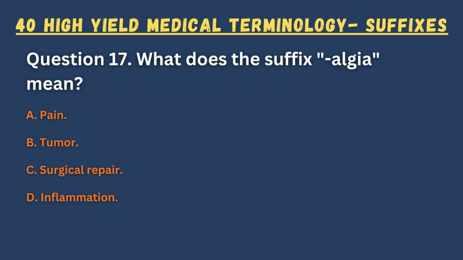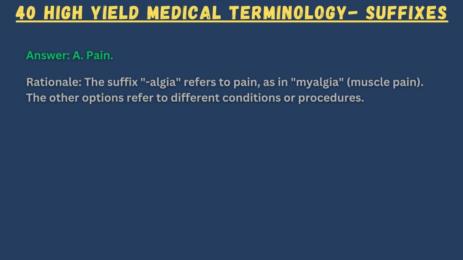Question 17. What does the suffix algia mean? A. Pain. B. Tumor. C. Surgical repair. D. Inflammation. Answer, A. Pain. Rationale: the suffix algia refers to pain, as in myalgia, muscle pain. The other options refer to different conditions or procedures.